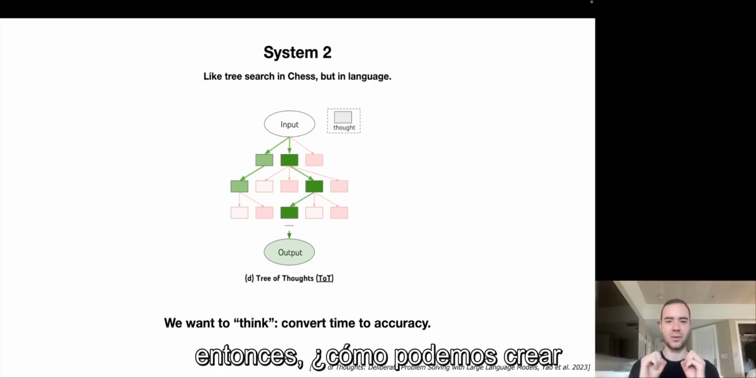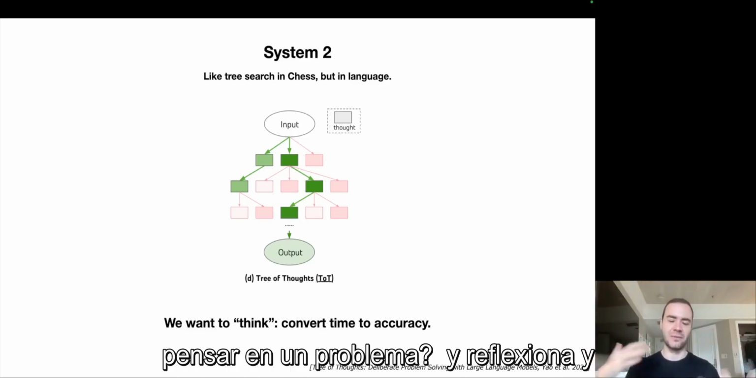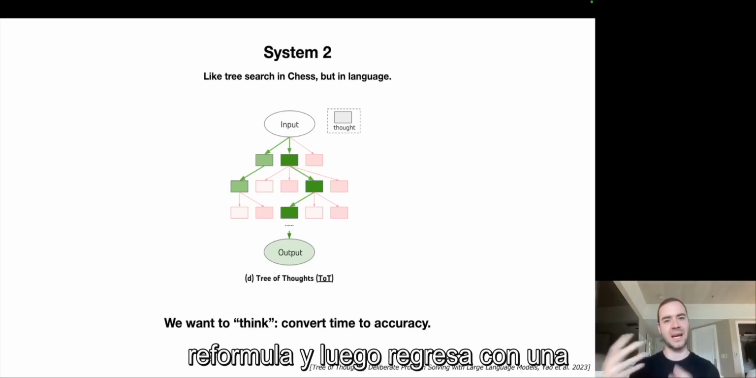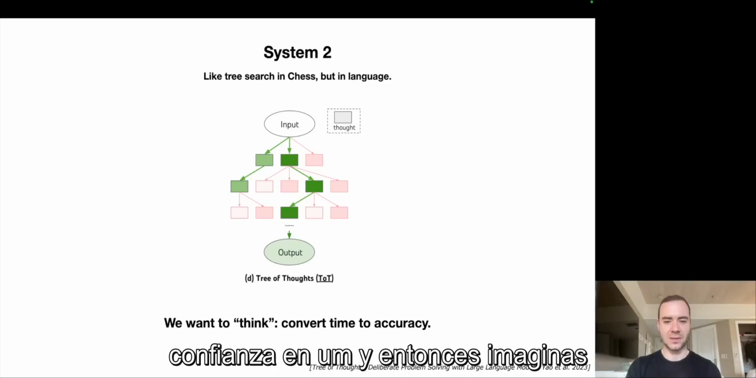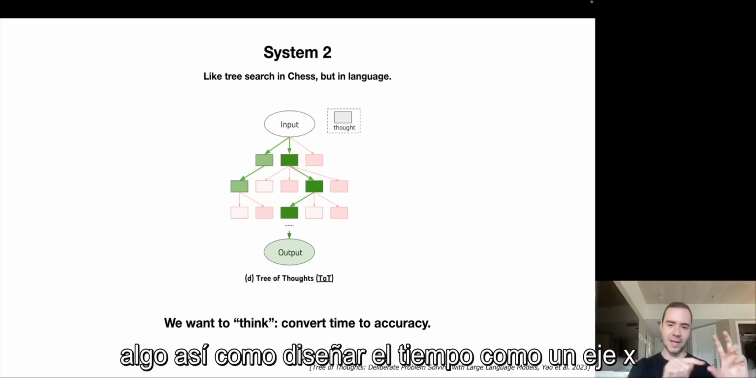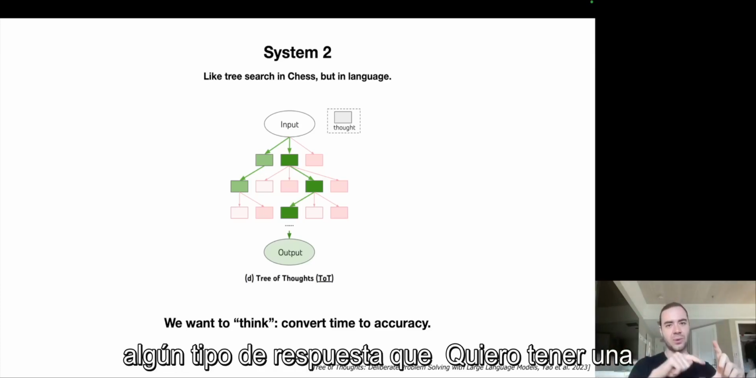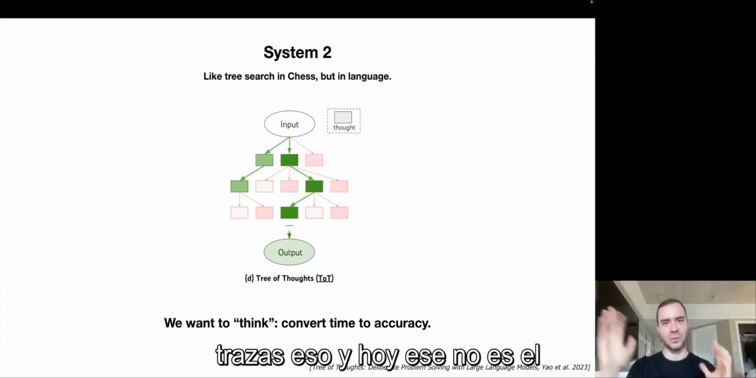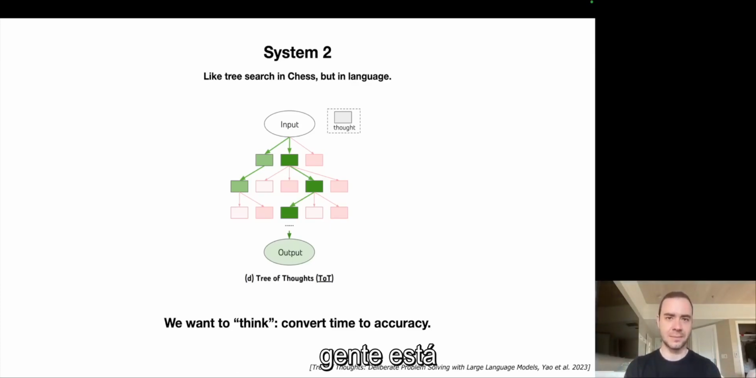So how can we create a tree of thoughts, think through a problem, reflect and rephrase, and then come back with an answer that the model is a lot more confident about? You imagine laying out time as an x-axis, and the y-axis is the accuracy of some kind of response. You want a monotonically increasing function when you plot that. Today that is not the case, but it's something that a lot of people are thinking about.